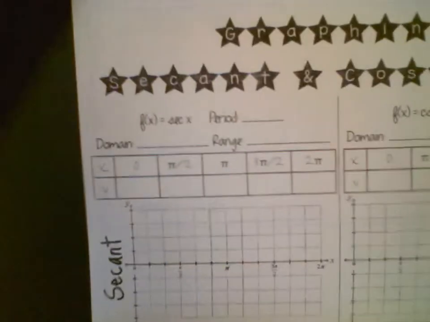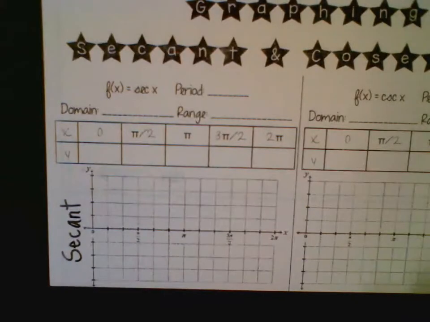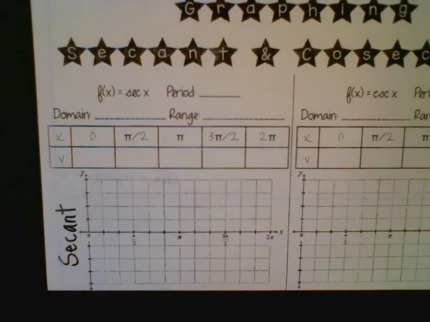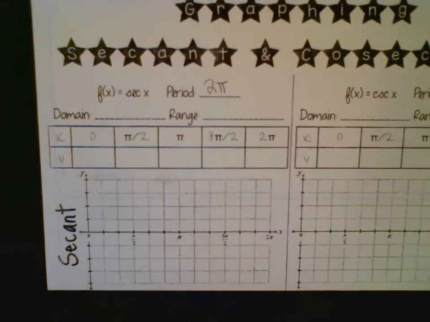Okay, so we're going to start with secant. And remember, secant is the reciprocal of cosine. So we should expect some things with cosine to be there, okay? So we know that our period is going to be 2 pi because it goes with cosine. And we'll figure out the domain and range after we graph it.